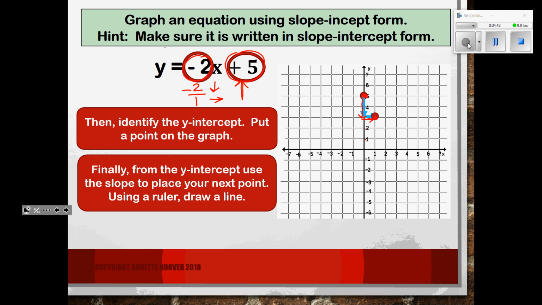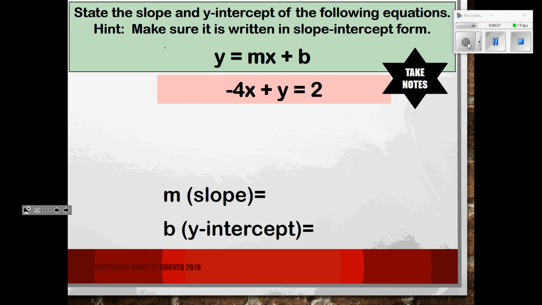And all you need are 2 points. Now you can take your straight edge and draw that line all the way across the graph with arrows on both ends through those 2 points. So with the y-intercept and the slope, you're creating 2 points so that you can graph the line.